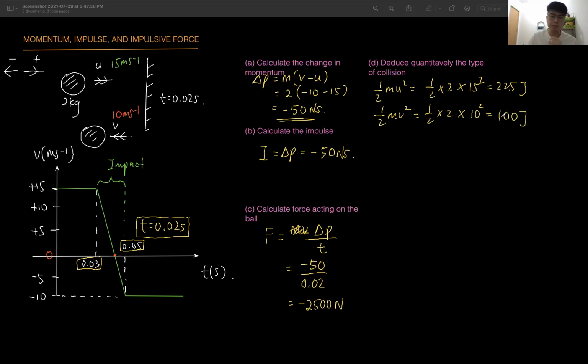Is it the same? Not the same. So there's kinetic energy loss. Kinetic energy is not conserved, so this is inelastic. You can just see from the speed. Coming is 15, leaving is 10. So speed has reduced, mass is the same, 2 kg, 2 kg. So kinetic energy is reduced. So this is an inelastic collision.